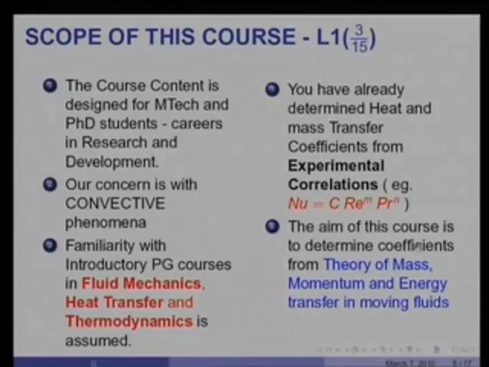The aim of this course is to determine the heat and mass transfer coefficients from theory of mass, momentum and energy transfer in moving fluids. Many a times we shall obtain results in closed form that will look like experimental correlations. On many other occasions, you will find that we can only give results in tabulated forms, which can then be correlated in this experimental like form.